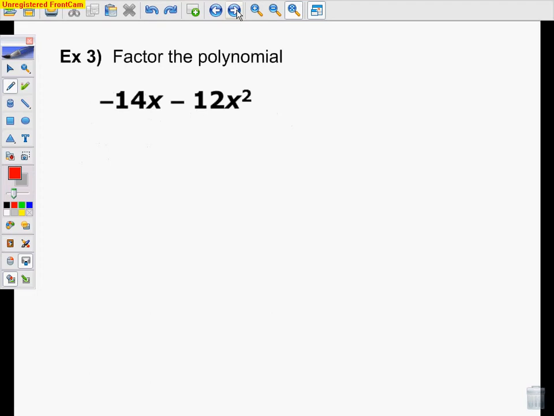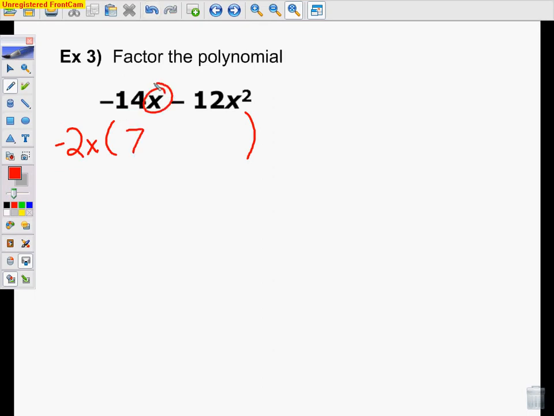Alright, moving on. A lot of times when you have 2 terms and they're both negative, instead of taking out just the positive number, they might just take out a negative number. So for example, between negative 14 and negative 12, the GCF is 2. But because they're both negative terms, they might just go ahead and take out a negative 2. And then between the x and the x squared, the most variables you can take out of both is 1 of the x's. So when we divide this negative 2x out, negative 14 divided by negative 2, that's positive 7.